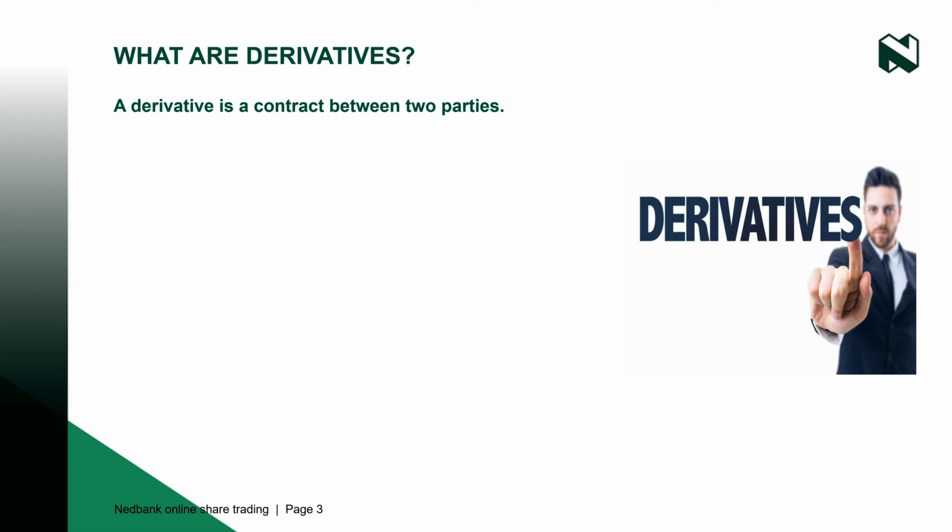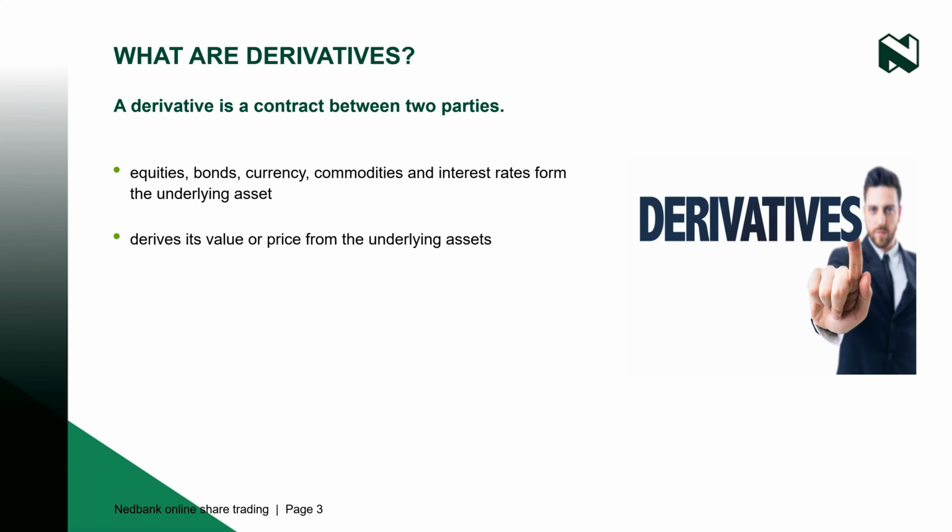A derivative is a contract between two parties, which derives its value or price from another security. The other security is referred to as an underlying asset. The underlying assets can consist of one security or a combination of different securities, and can be any other financial instrument such as equities, bonds, currencies, commodities, and interest rates. The derivative contract is traded as its own financial instrument. The value of the derivative financial instrument is determined by the value or price of the underlying assets.